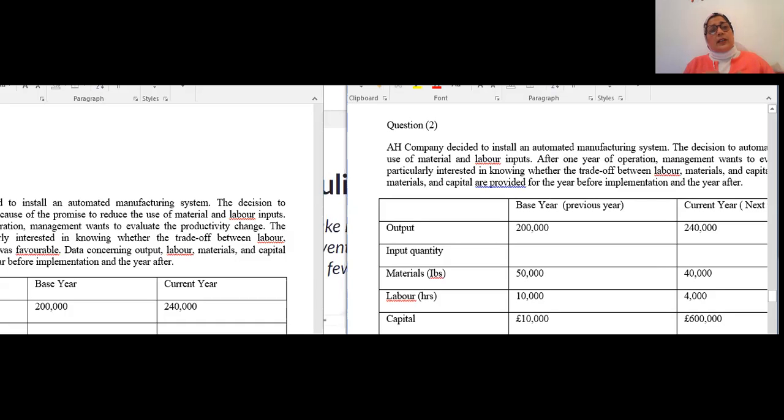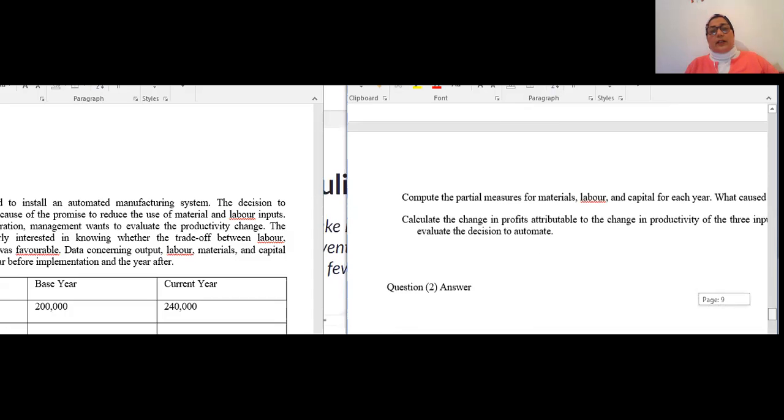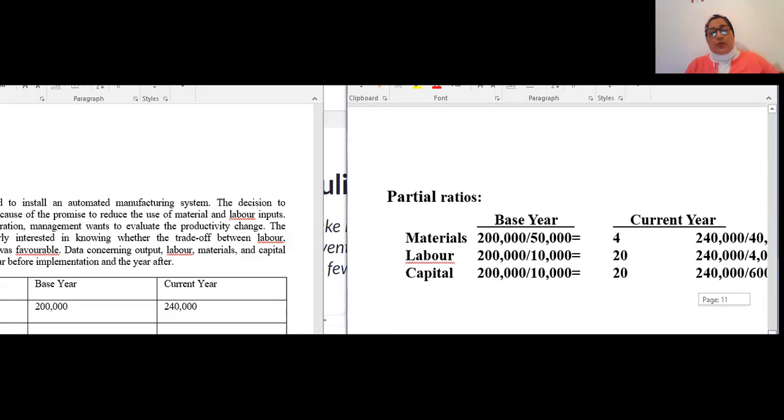Because here we really want to link, or calculate partial productivity ratios, or partial productivity measures, in which we are linking each input to the output. And in terms of the inputs and outputs, we are providing some quantity and some prices as well. So we have this question in front of us and are required to calculate the partial productivity ratios.